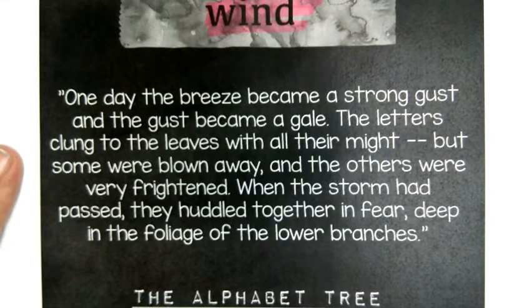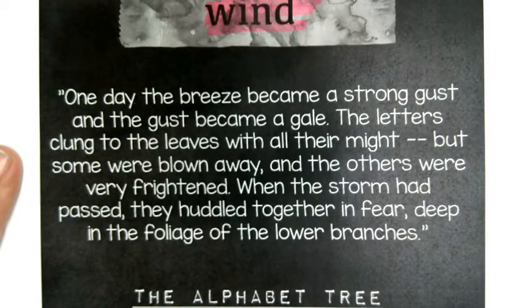It says, one day the breeze became a strong gust, and the gust became a gale. The letters clung to the leaves with all their might, but some were blown away, and the others were very frightened. When the storm had passed, they huddled together in fear, deep in the foliage of the lower branches. Okay, take a minute. Based on the words, I want you to draw a quick picture of what you think's happening.